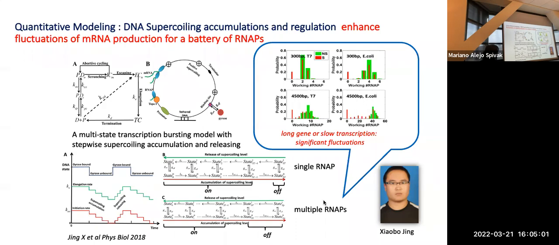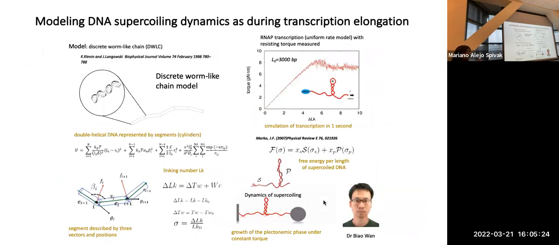Then we can build a kinetic cycle for a single RNA polymerase or multiple RNA polymerases. Here we use some assumptions. We suppose that supercoiling goes together with transcription. The more you transcribe, the more supercoiling you get, and we assume it's linear. Okay, but this is an assumption. At that time, we did not know this physics.